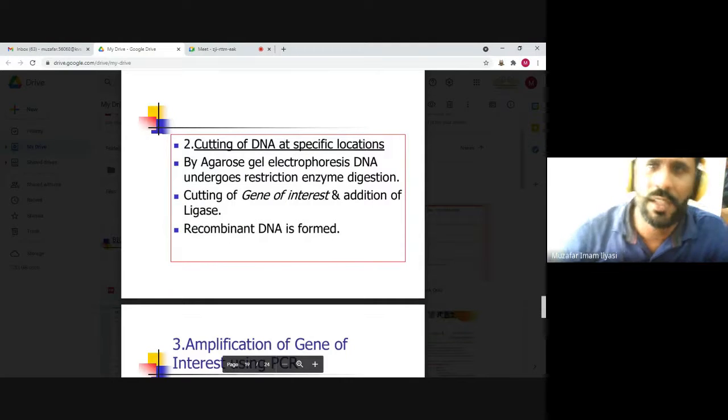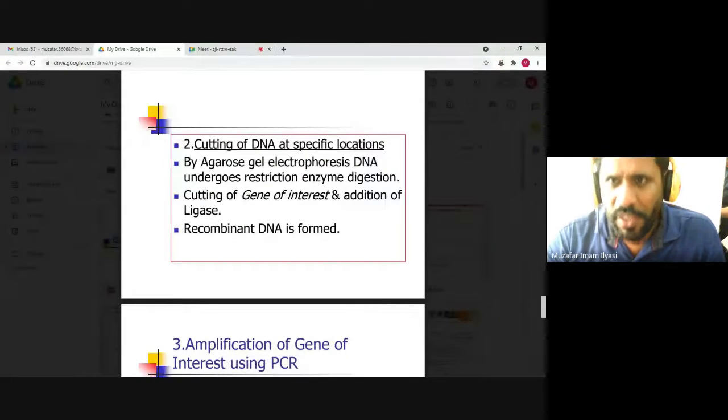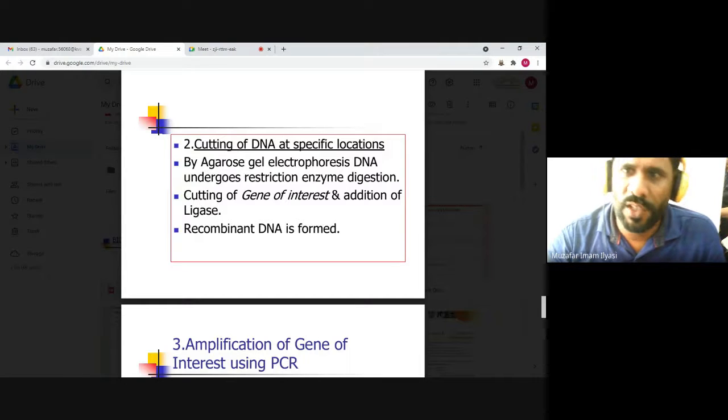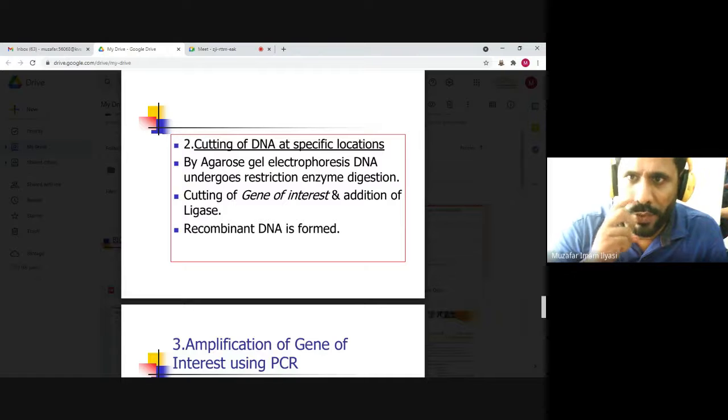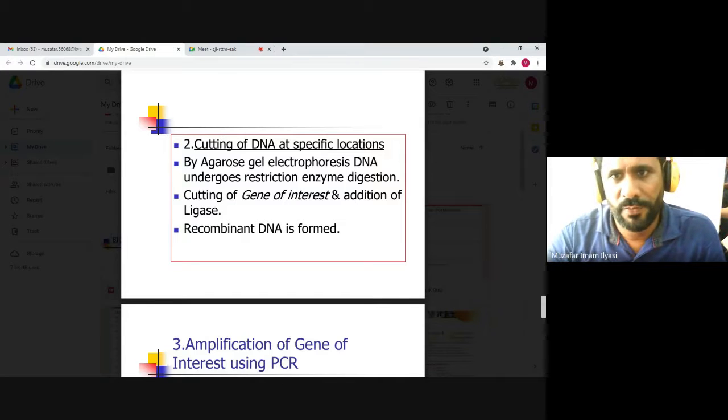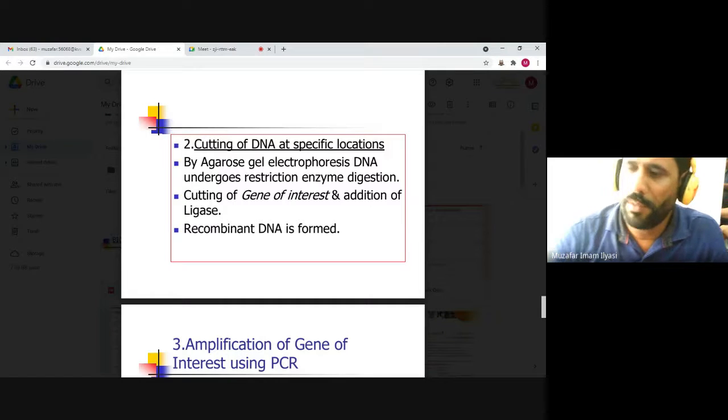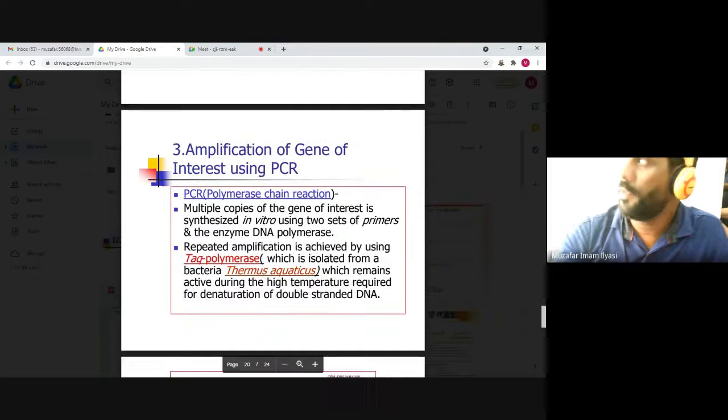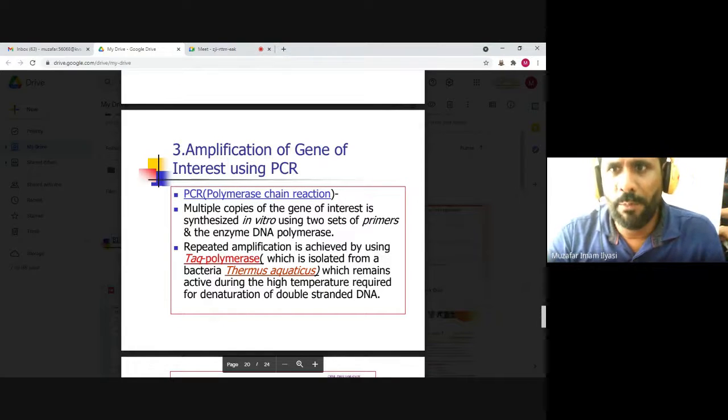The second process is cutting of DNA at specific locations. By agarose gel electrophoresis, DNA undergoes restriction enzyme digestion. After this, cutting of DNA of interest and addition of ligase, recombinant DNA is formed. And the third very important process is amplification of the gene of interest using PCR.